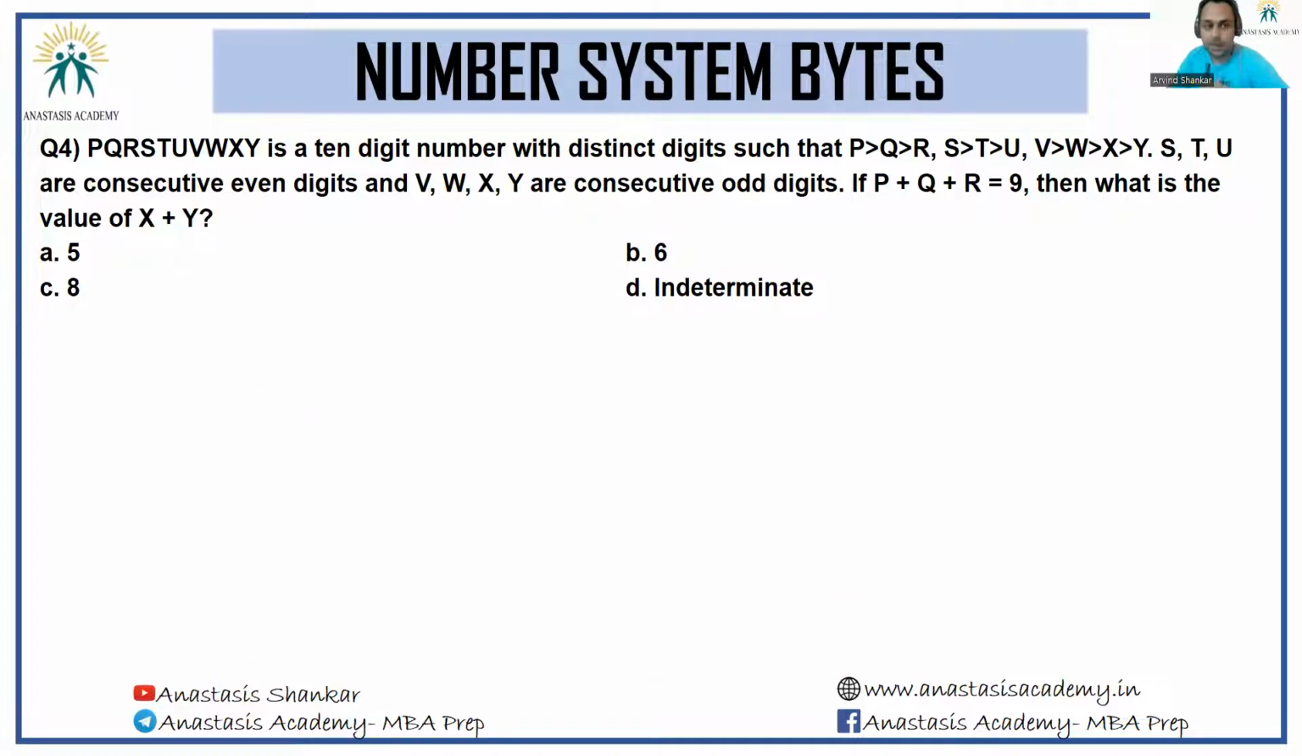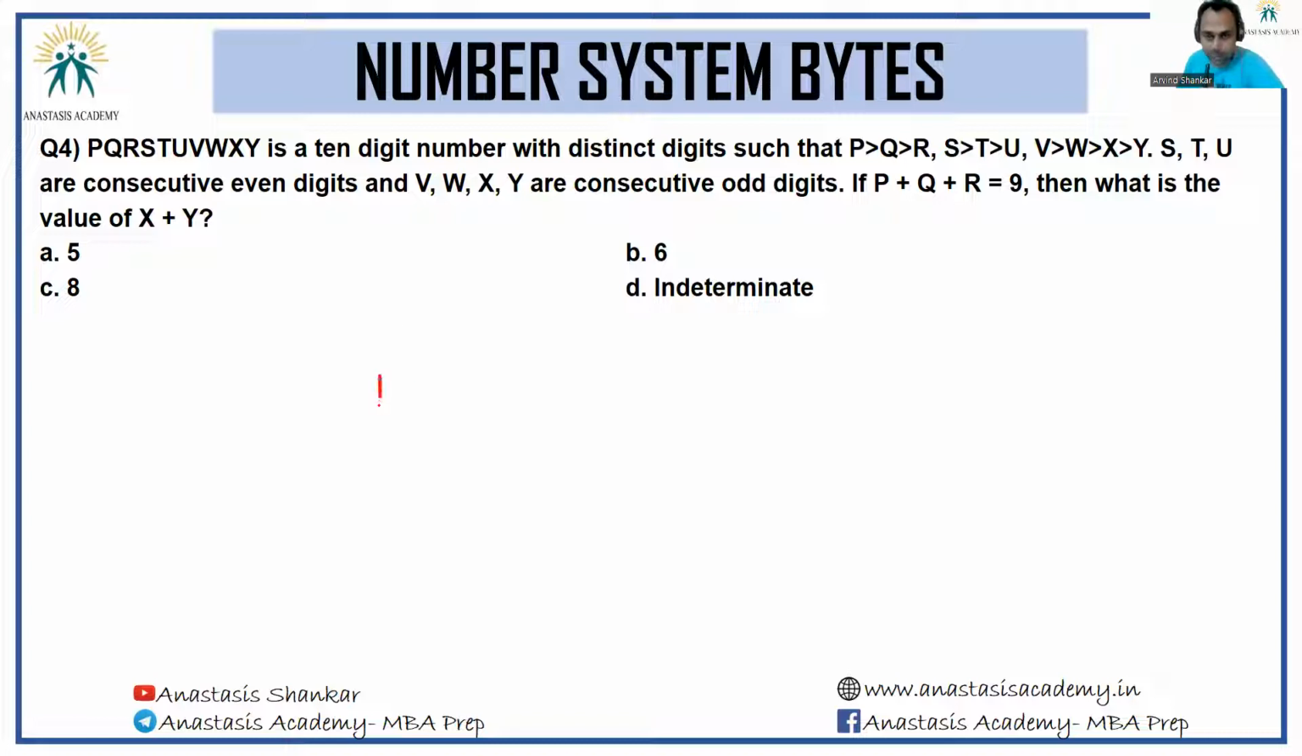Next thing, PQRSTUVWXY is a 10-digit number with distinct digits such that P is greater than Q is greater than R, and S is greater than T is greater than U, and V is greater than W is greater than X is greater than Y.